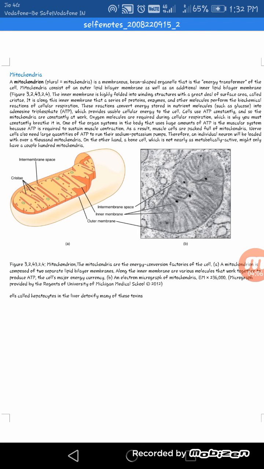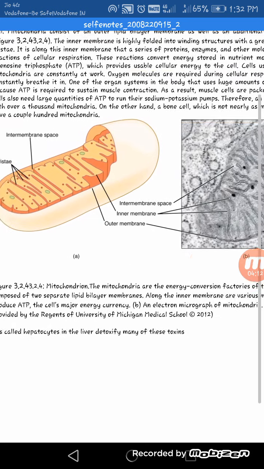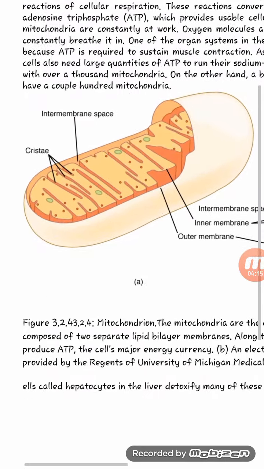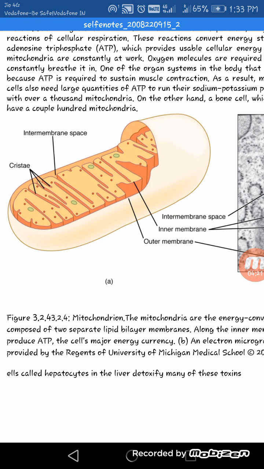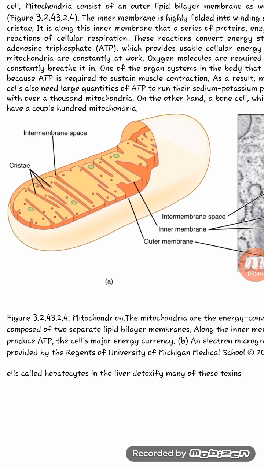Next, the mitochondria are the energy conversion factories of the cell. You can see here the diagram, the A diagram. The mitochondria is composed of two separate bilipid layer membranes. You can see the two separate lipid membranes, cristae and intermembrane space. Okay. Next, along with the inner membrane, there are various molecules that work together to produce ATP, the cell's major energy currency.